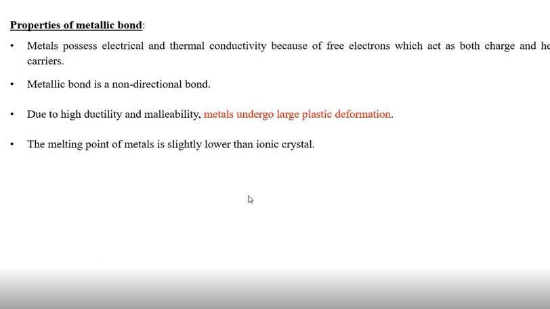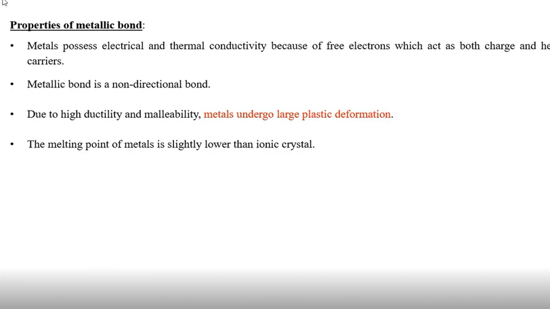Then properties of the metallic bond. Metals possess electrical and thermal conductivity because of free electrons which act as charge and heat carriers, right? So if they can't conduct, that means if they do not have any free electrons, we call them insulators. So the metallic bond is a non-directional bond. So these words are something very specific for this kind of topic, right?